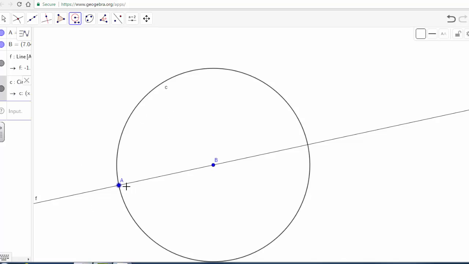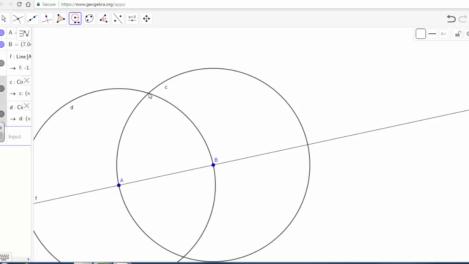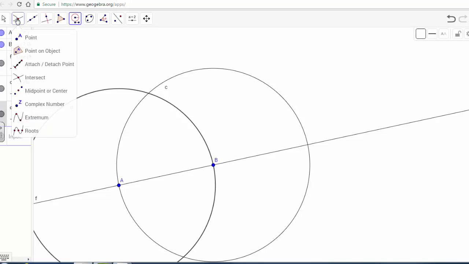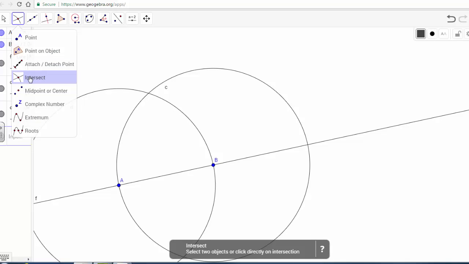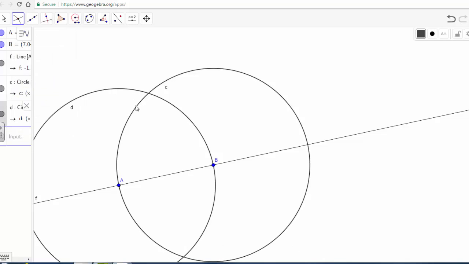Now I'm going to do that same exact thing. I'm going to measure the distance from B to A, except this time I'm going to make a circle centered at A. I'm going to tell where they intersect, and I'm going to leave a point there. So I'm going to choose point, and I'm going to choose intersect, and that point's labeled C.